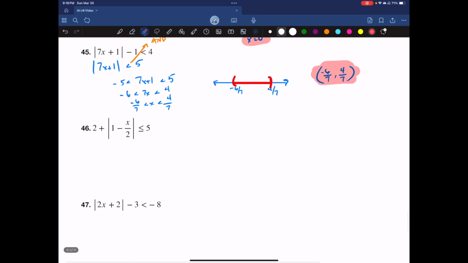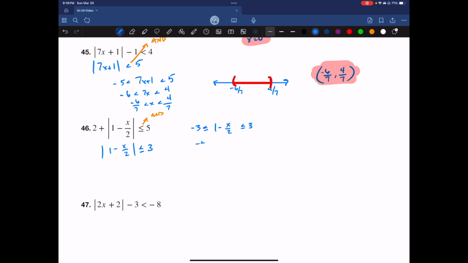46. Again, this is an and statement because it's a less than here. All right, let's see what happens. This is going to be 1 minus x over 2 less than, 5 minus 2 is 3. So there you go. Because it's less than, I can write it like this: -3 less than or equal to 1 minus x over 2 less than or equal to 3.